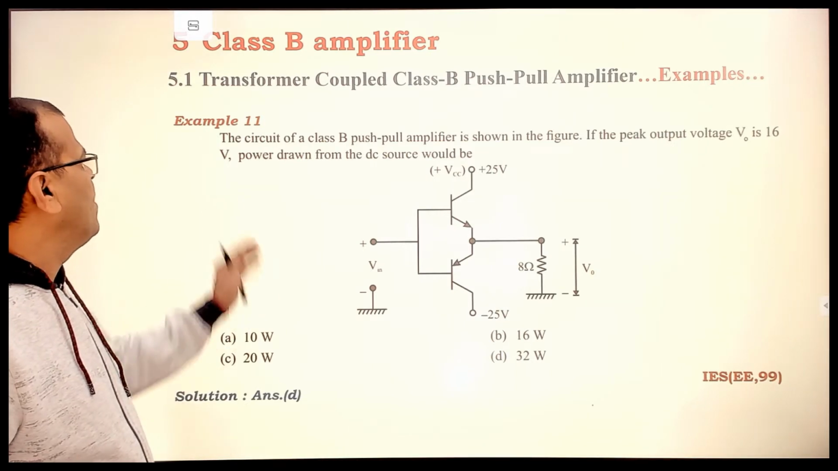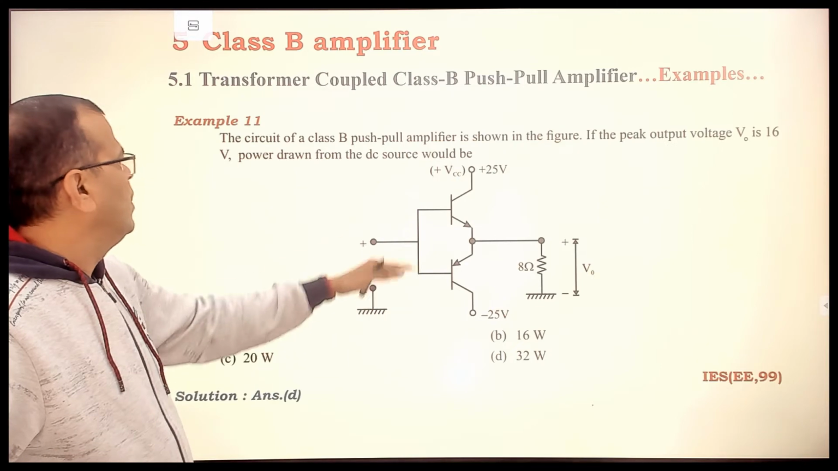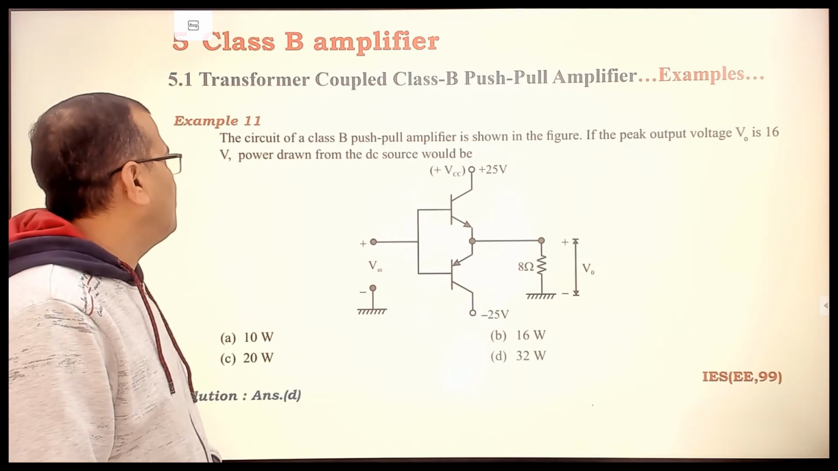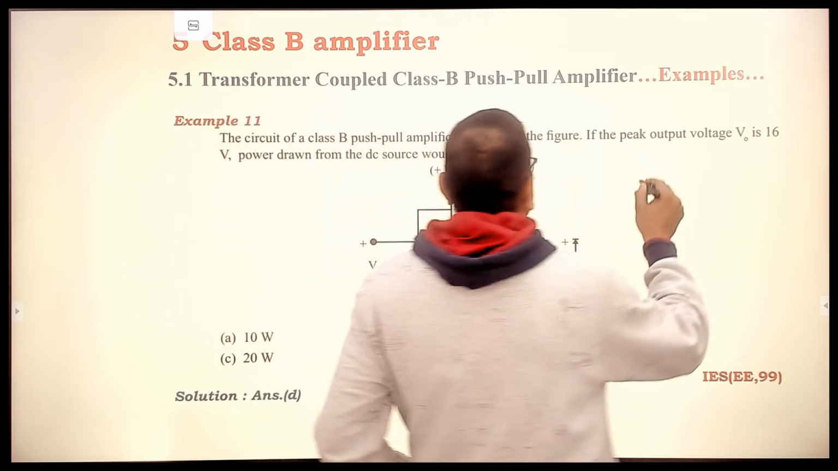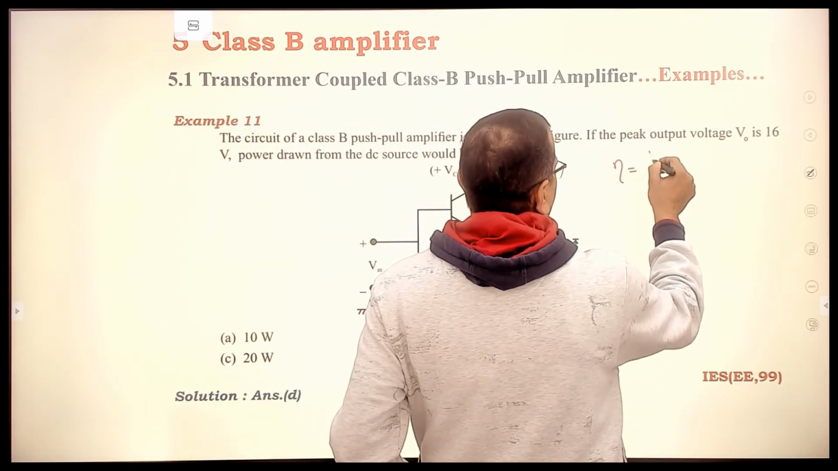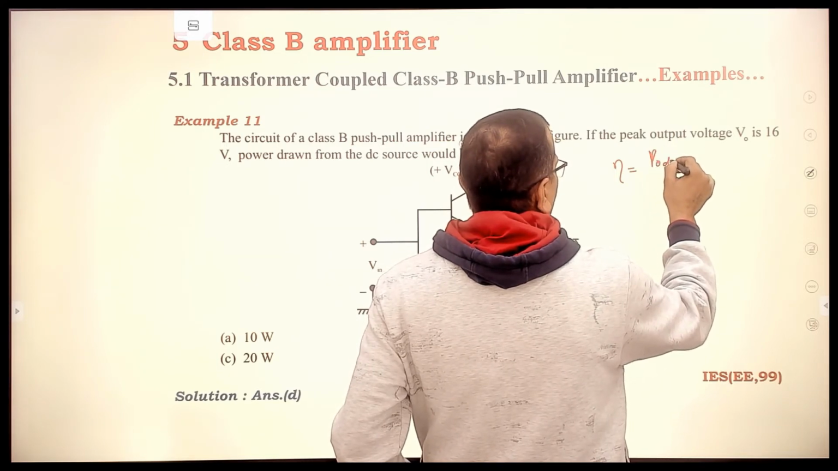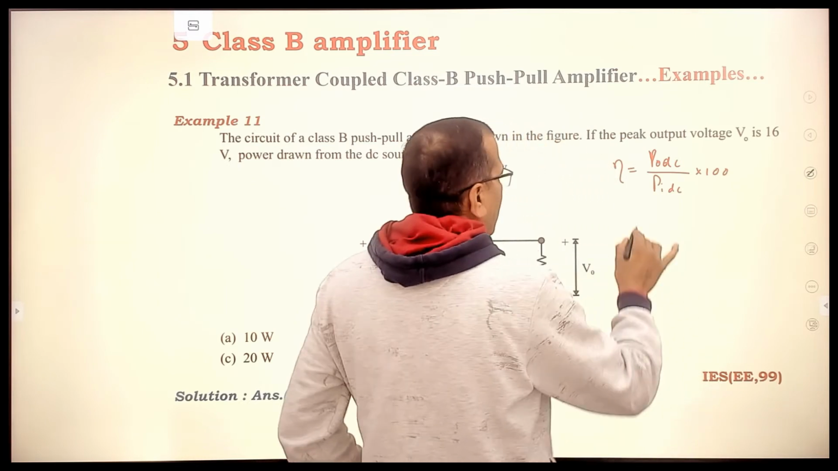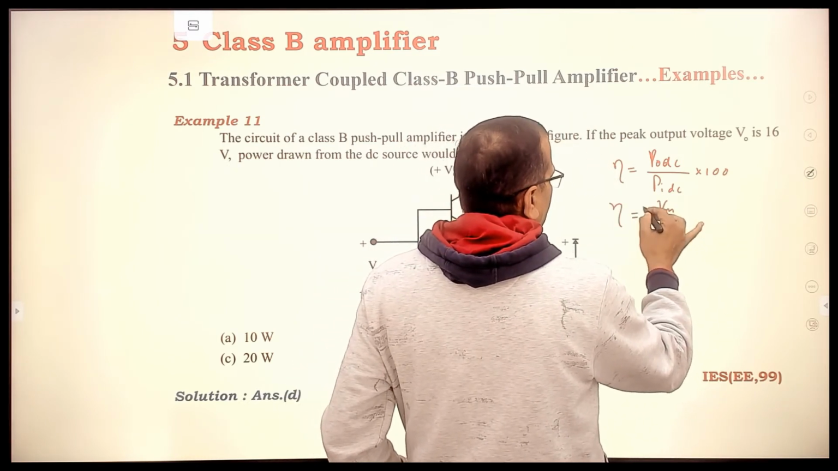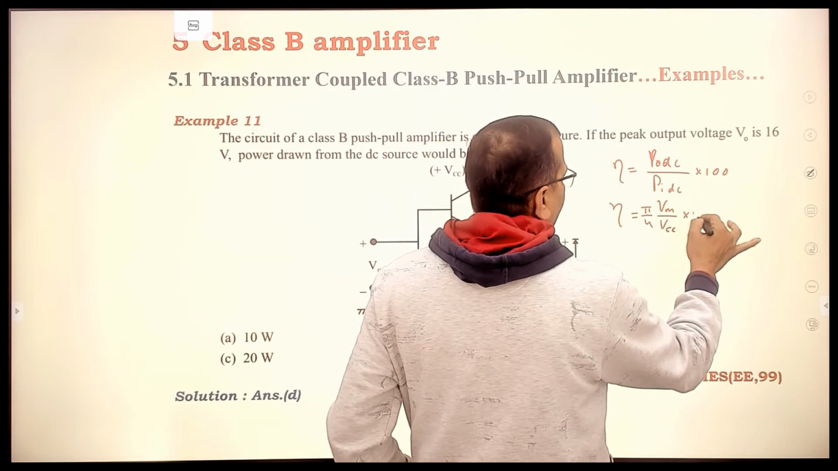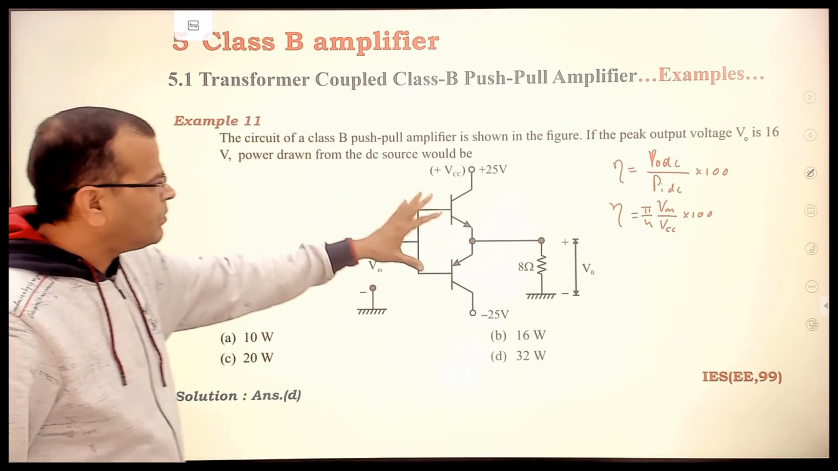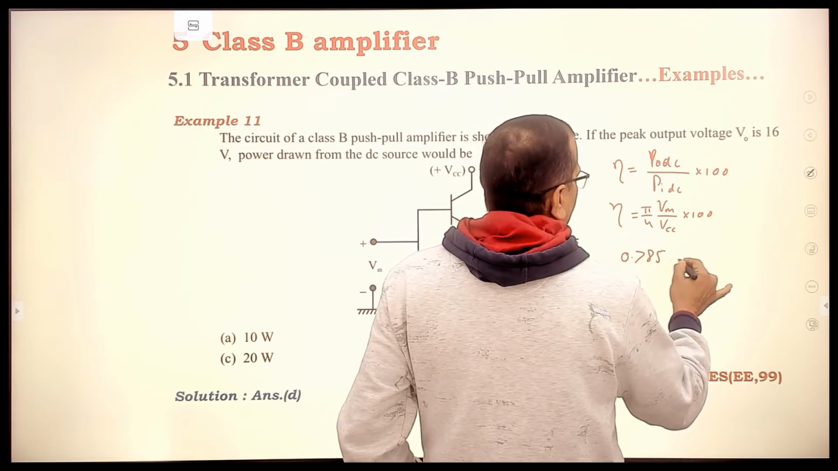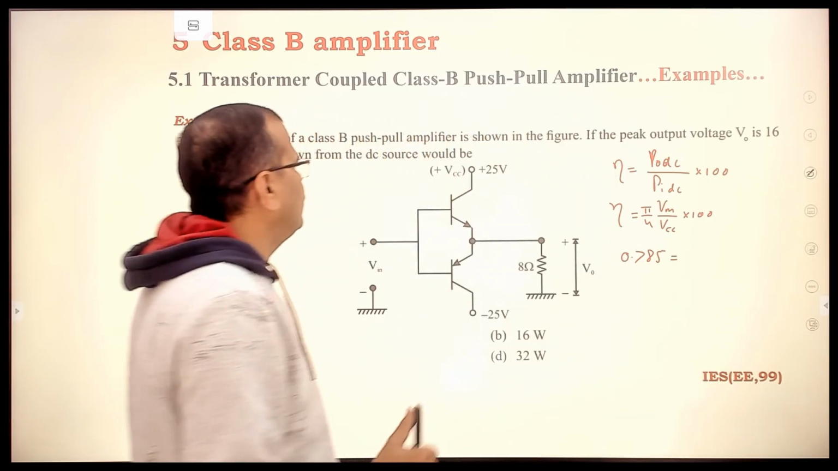Now let's take the example. The circuit of class B push-pull amplifier is shown below. The output voltage is 16 volt, right? If output voltage is 16 volt and that is peak output voltage, power drawn from the DC source will be? Please see, in class B amplifier, what is efficiency? Efficiency is output AC power by input DC power multiplied by 100, right? And that is equal to Vm pi by 4 by VCC into 100, that we have just seen. So in case of this arrangement, what is the efficiency? Efficiency is 78.5% maximum.